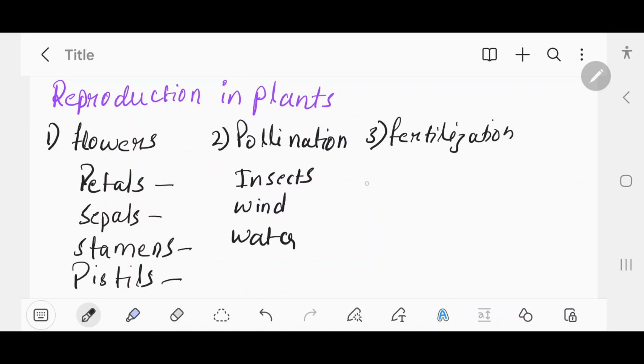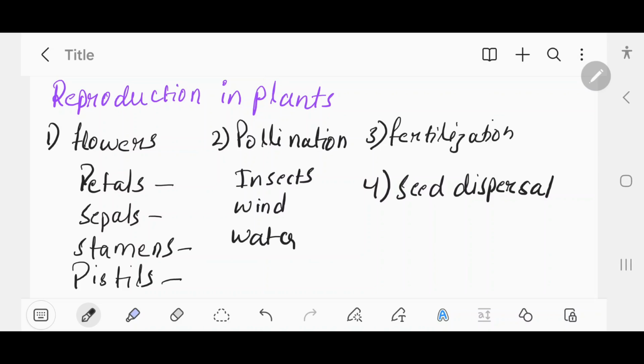And now, seed dispersal. After a seed forms, it needs to move away from the parent plant to find a new place to grow. There are several ways a seed can be dispersed: by wind, by animals, or by water, or by explosion.